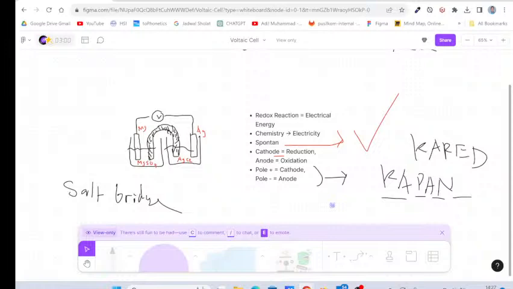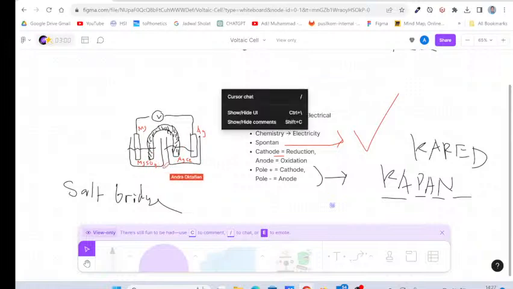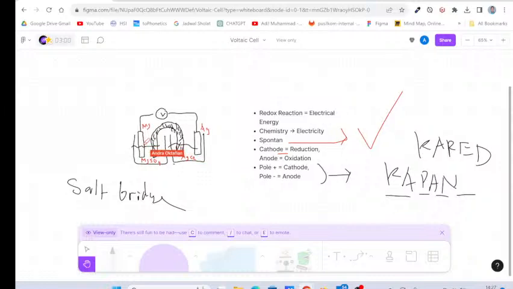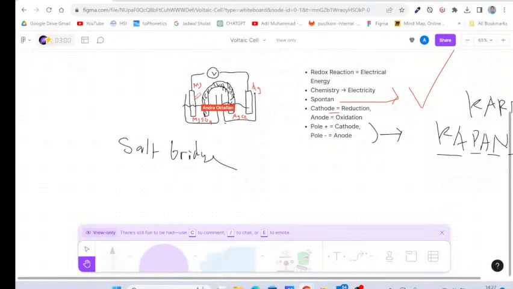All right, guys, can you see the board? In this board, you see MgSO4 and the AgCl here, and we have electrodes between magnesium and silver.